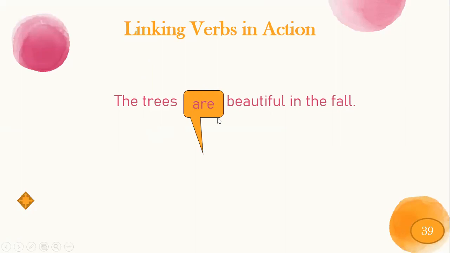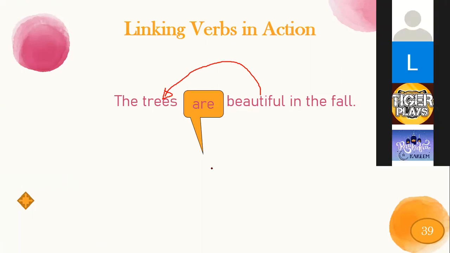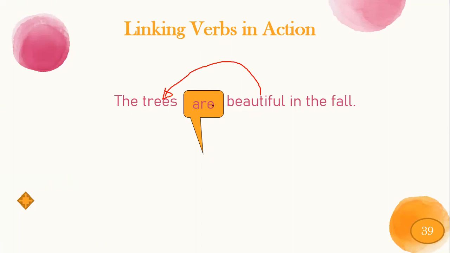What do we have after are? Beautiful. Bravo. And beautiful talks about what? The trees. Excellent. So you see, it's an adjective here. The trees are beautiful. Are is a linking verb, and beautiful is an adjective that came after the linking verb, and beautiful talks about the subject. So you see, the linking verb here links the subject to the word after it. It links them together.